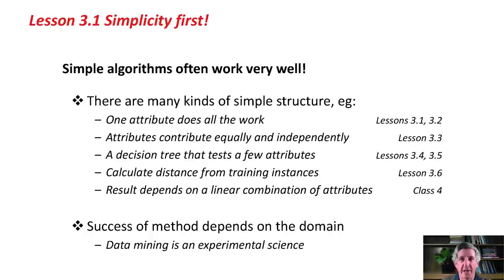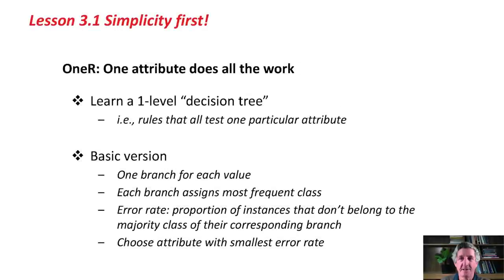There's no universally best learning algorithm. The success of a machine learning method depends on the domain. Data mining really is an experimental science. So we're going to look now at the 1R rule learner, where one attribute does all the work. It's extremely simple, very trivial actually, but we're going to start with simple things and build up to more complex things.